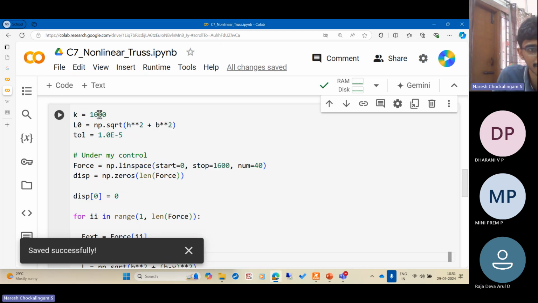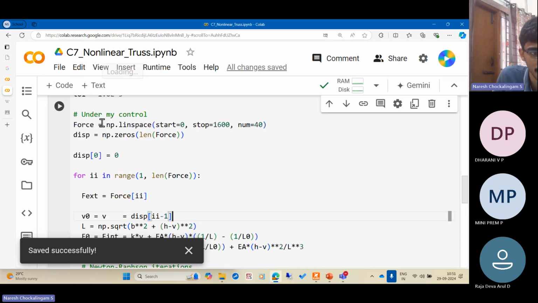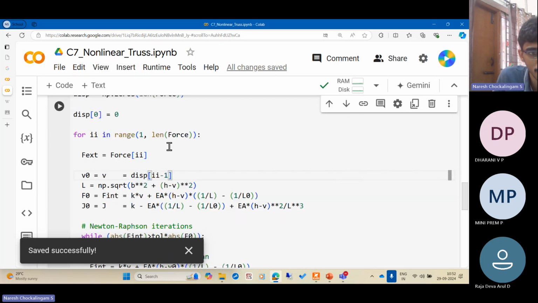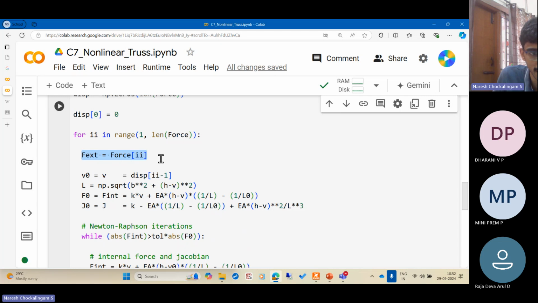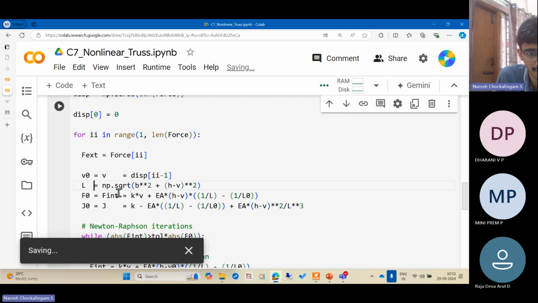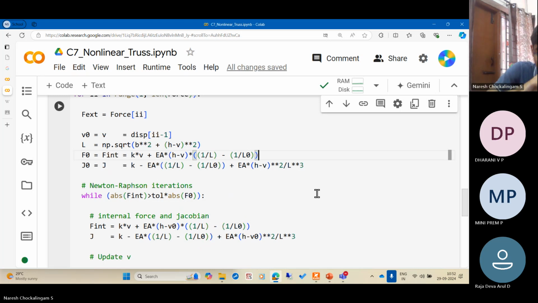So the idea is we start with the initial value. This L naught is undeformed. Then we enter the loop. We're taking load in small steps. So external force is not going to change. That is the input. Then we are setting something as the initial guess for V0. That is the displacement of the previous step. Then we are setting an estimate of the length. Right? For the estimated initial displacement, this is the estimated length. And for the estimated initial displacement, this is the estimated initial residual force or initial internal force. And you have an estimated Jacobian.